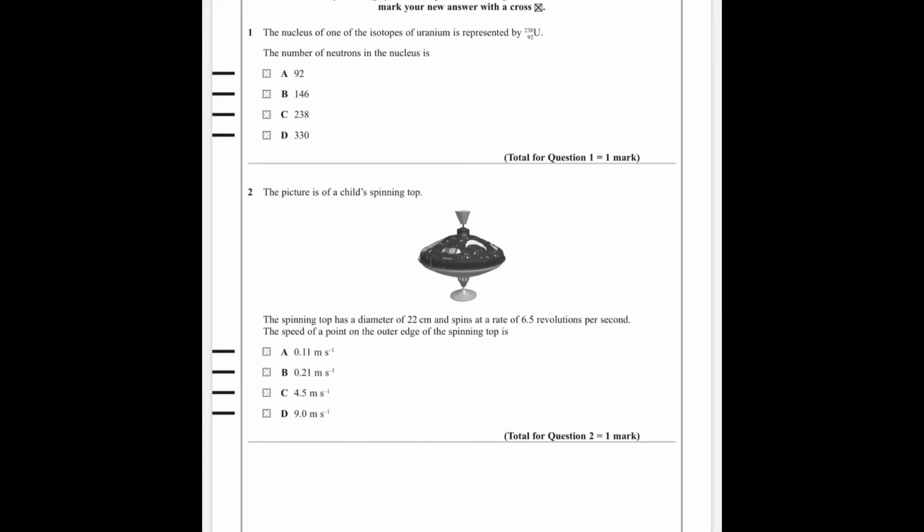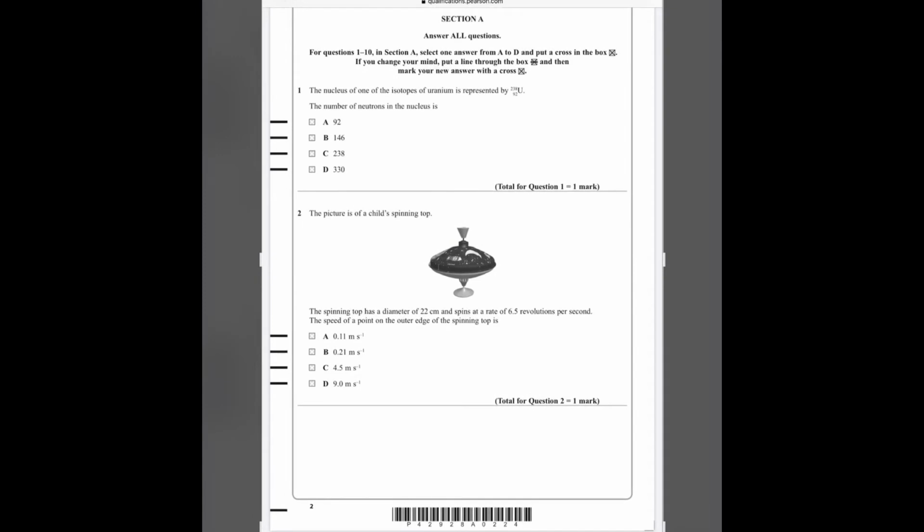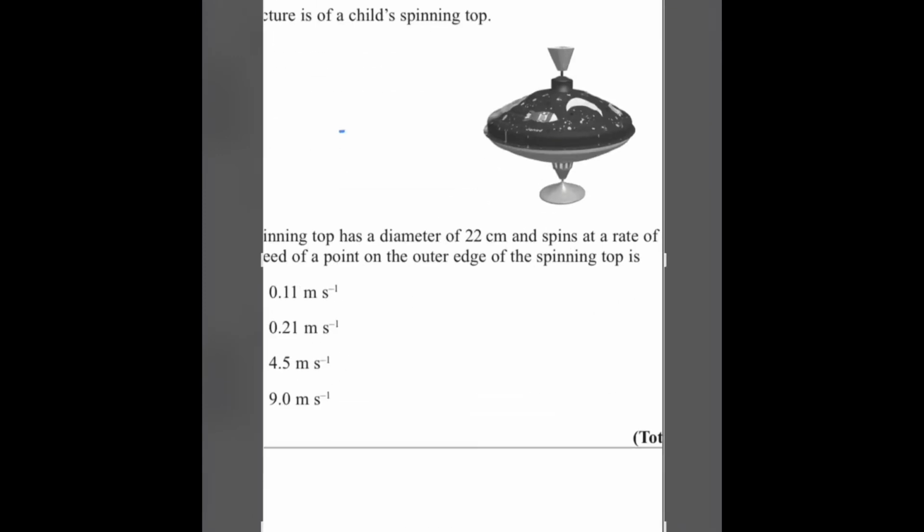Number 2. The picture is of a child's spinning top. The spinning top has a diameter of 22 cm and spins at a rate of 6.5 revolutions per second. The speed of a point on the outer edge of the spinning top is. So here we have to calculate the velocity. We know the formula of velocity, which is v equals omega r, right? So v equals omega, which is 2 pi by t, into r.